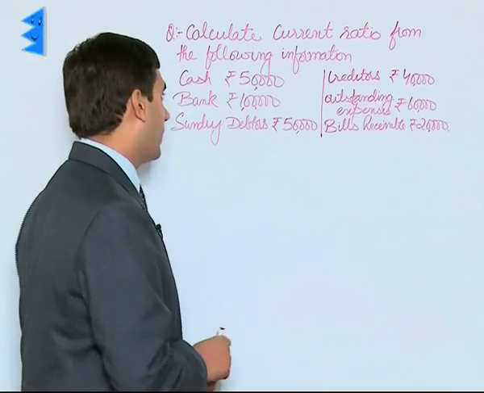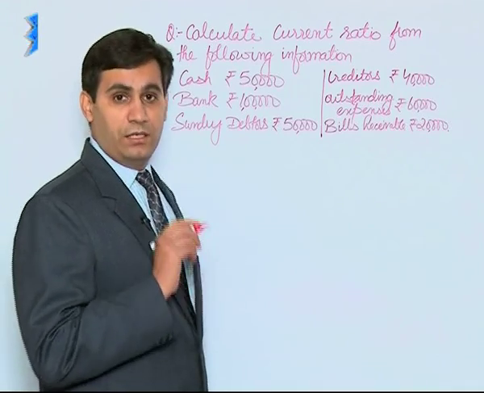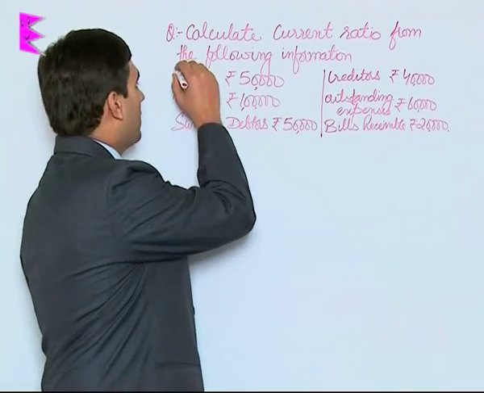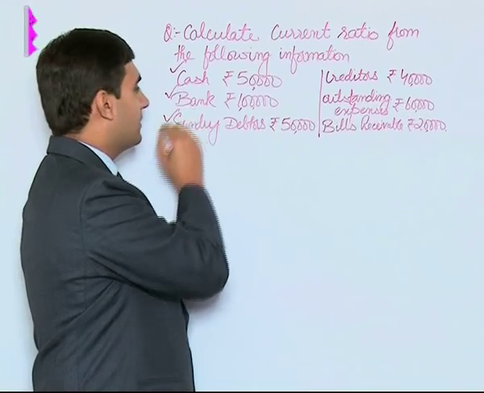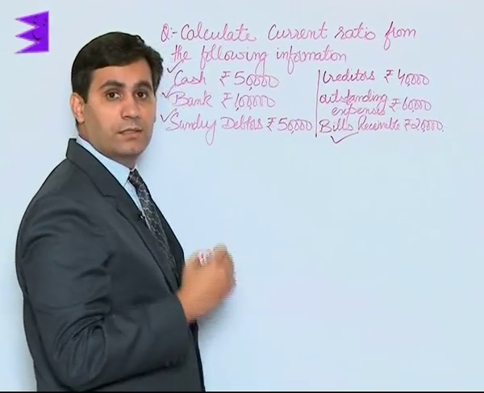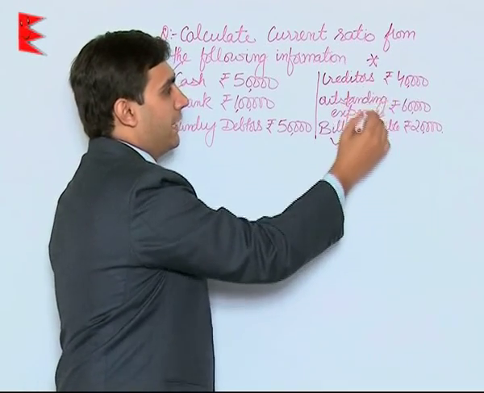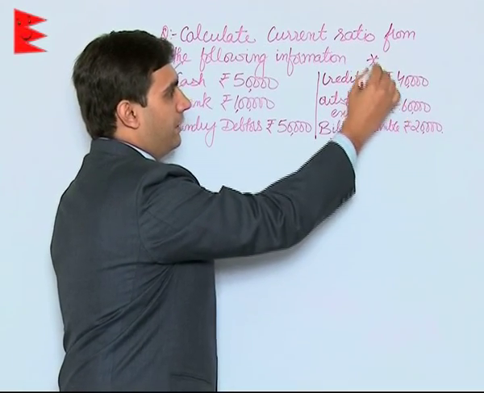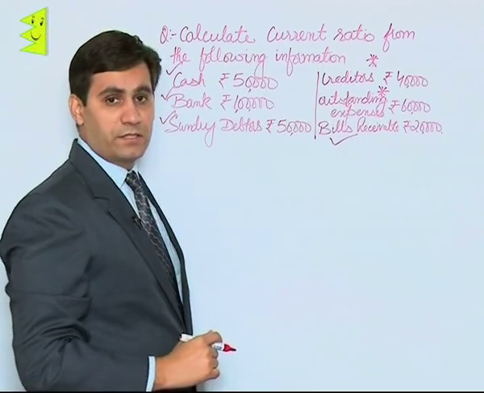So let us look for current assets first. I'll put a tick mark on the items which are current assets. Cash is a current asset, bank is a current asset, sundry debtors is a current asset, and here on this side bills receivable is a current asset. Let us put star on the items which are current liabilities. So we have creditors and outstanding expenses.